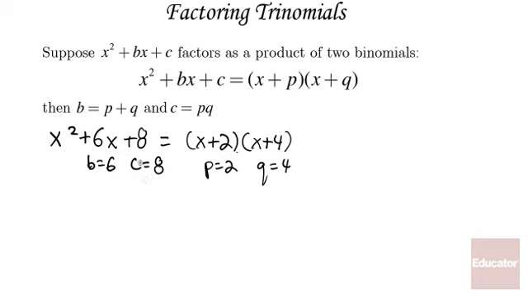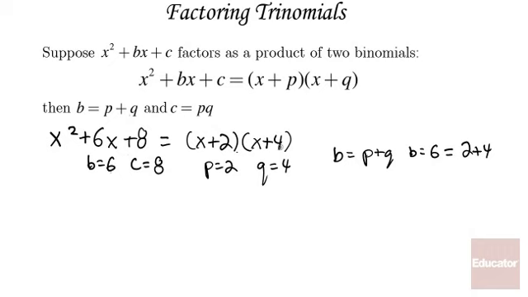Okay, so what this is telling me is that b equals p plus q, and b is 6. So if b equals p plus q, and b equals 6, then p plus q must equal 6. And it turns out that is correct. So it equals p plus q, or 2 plus 4. So that checks out.